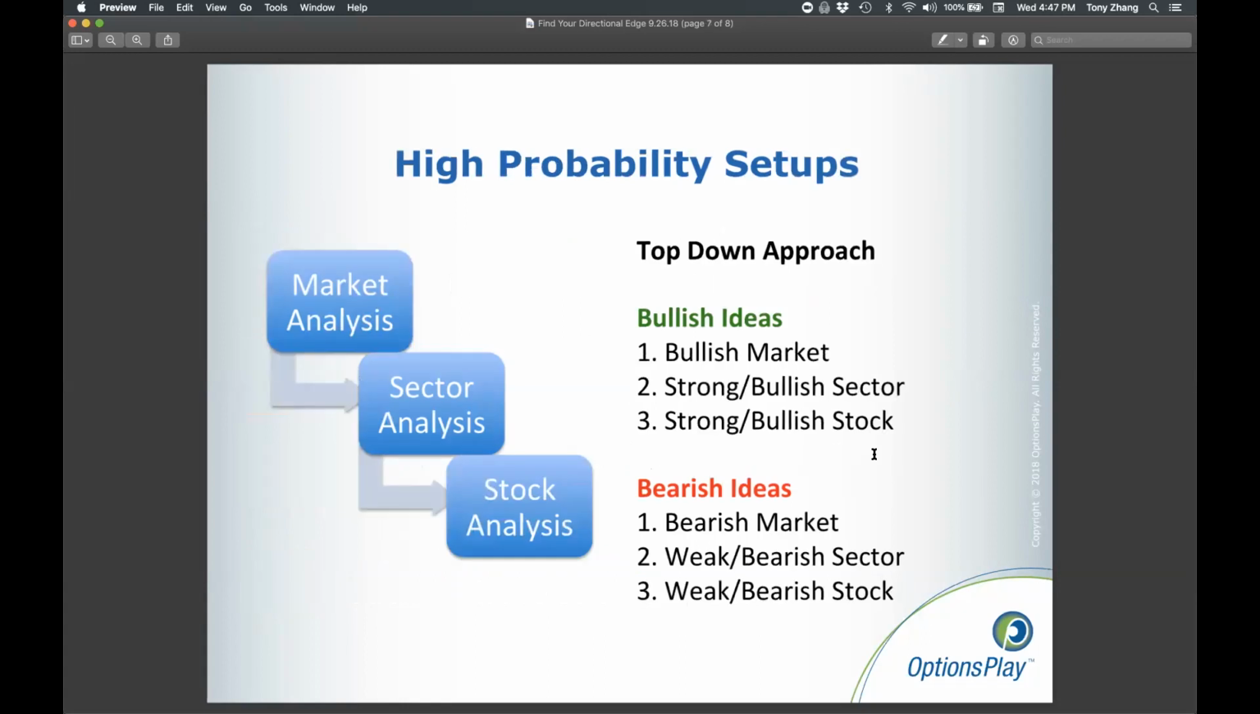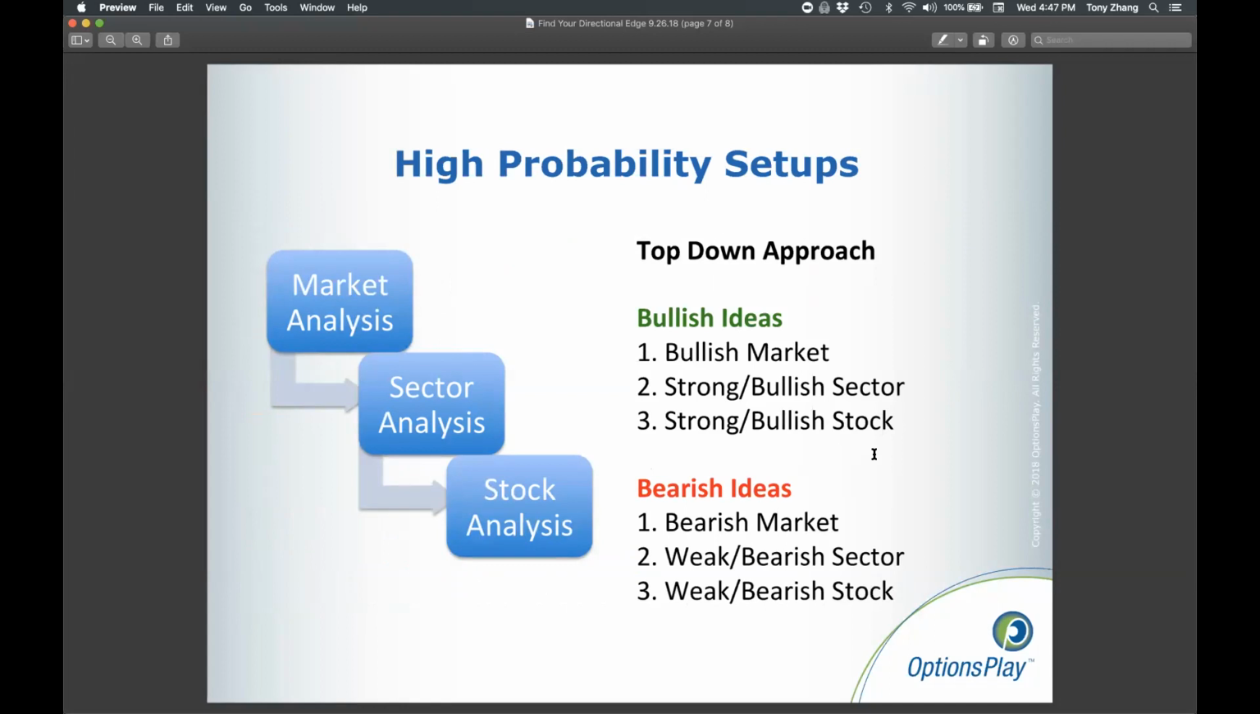So lastly, now that we've learned how to use these two indicators to gain a directional edge, how do we find high probability setups? How do you find trades or stocks that have a high probability of either moving higher or moving lower? And this is really where we propose a top-down approach.